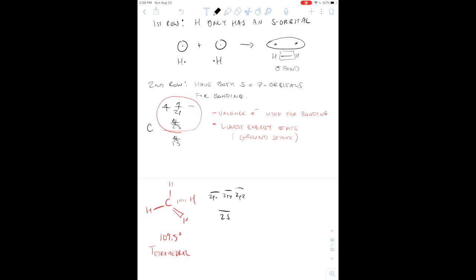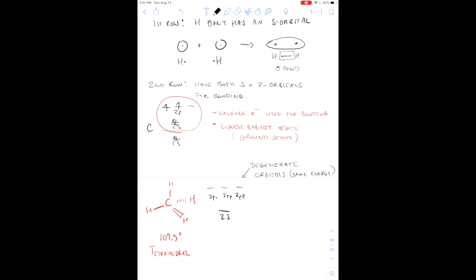And so those are not anywhere close to even. They need to be even because remember, these are degenerate orbitals. And so remember, degenerate orbitals are orbitals that are equal in energy, or have the same energy.